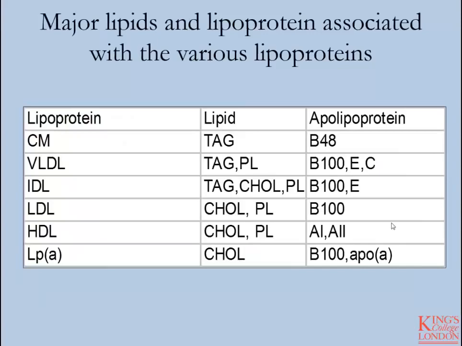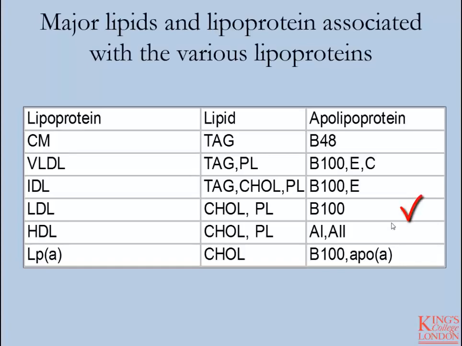The major lipid and lipoproteins associated with each of these various lipoproteins is listed here. Chylomicrons primarily contain triacylglycerides, and its primary apolipoprotein is B48. VLDL contains both phospholipid and TAG. Its primary apolipoproteins are B100, E, and C. IDL contains a mixture of TAG, cholesterol, and phospholipid. Its primary apolipoproteins are ApoB100 and ApoE.